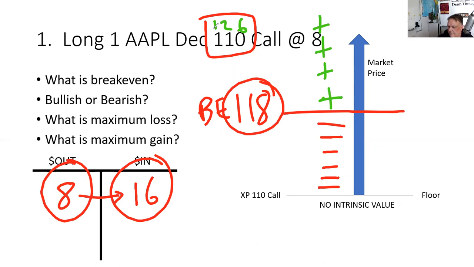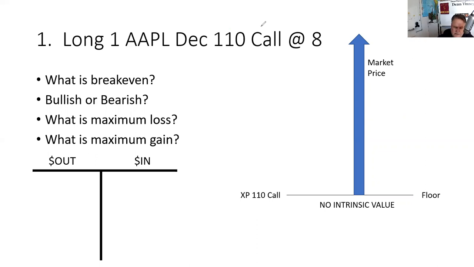Okay, so let's review. Break even is 118. It's bullish. Maximum loss is the premium, and max gain is unlimited. Unlimited. Well, every contract has two parties.